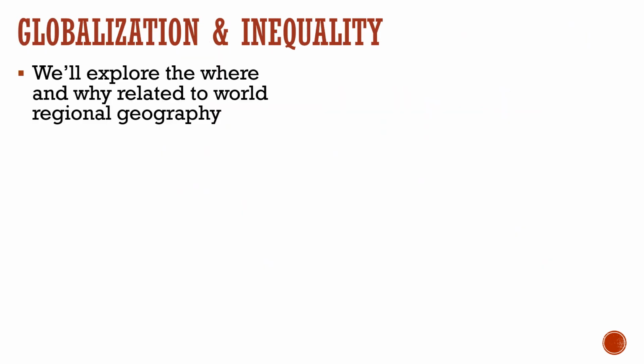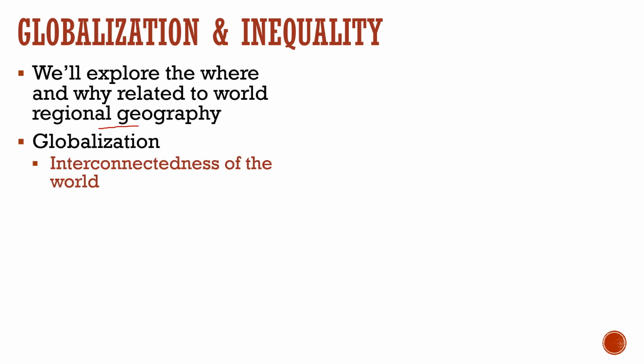All right, a few more things here just to kind of wrap up this chapter. So some other terminology that we'll see: globalization and inequality. We'll talk about this a lot as we go through the different regions. So globalization is one way that we can see how the world is related by this regional geography. So globalization is just the interconnectedness of the world, and we see this so much with the economy.